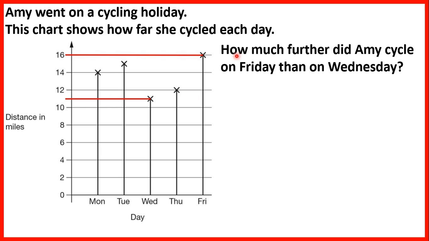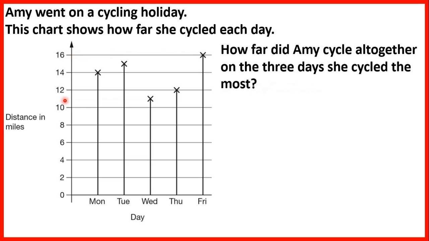Now we need to know how much further, so we need to find the difference, and we do that using subtraction. So we can work out 16 minus 11 to work out that she cycled 5 miles further on Friday than on Wednesday, because 16 is 5 more than 11.